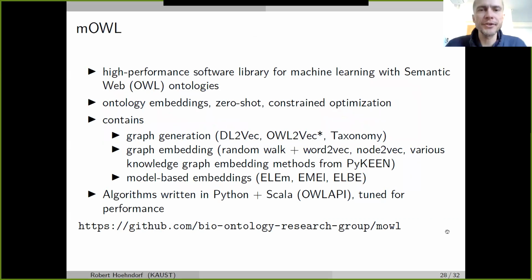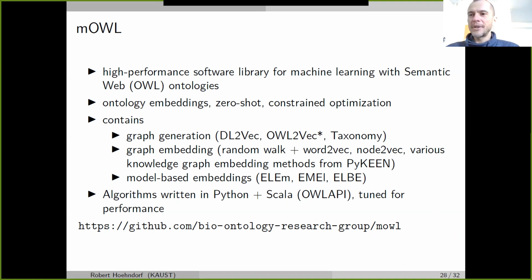Last thing, we also have a software library. The GitHub link is at the bottom. It implements all the different methods that I talked about and a lot of other methods from other groups, which are doing similar kind of work on machine learning with OWL ontologies. The library is called MOWL. You can find it on GitHub.